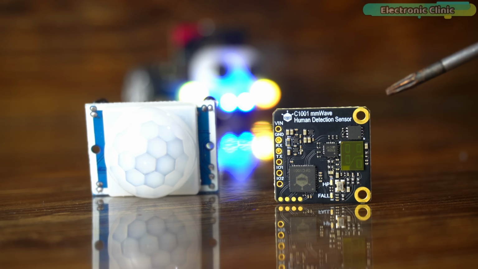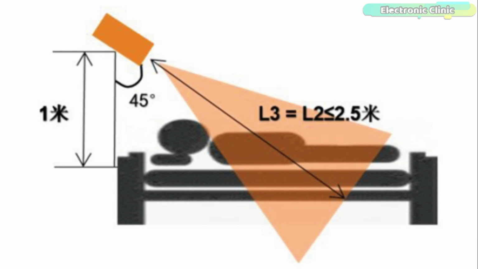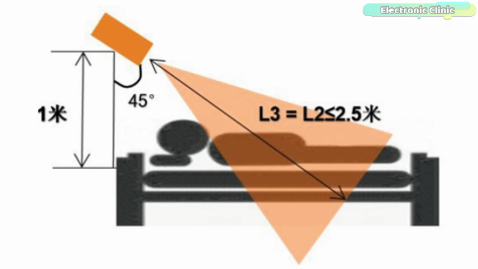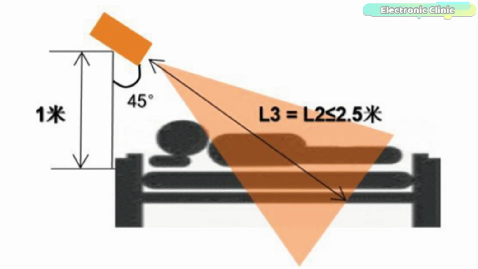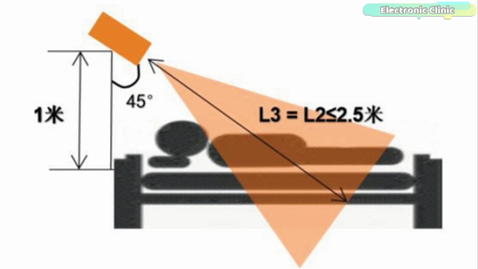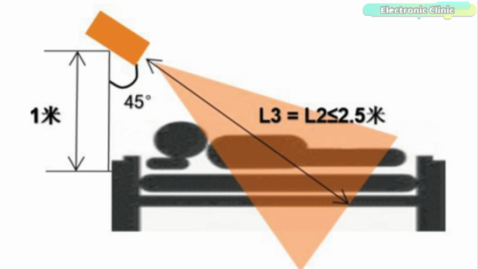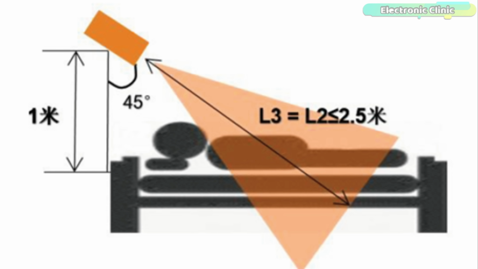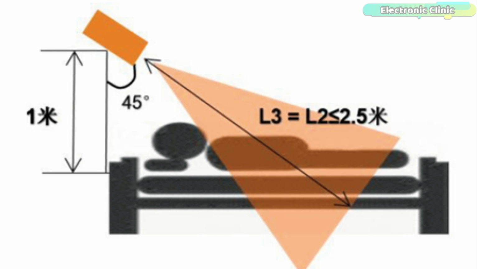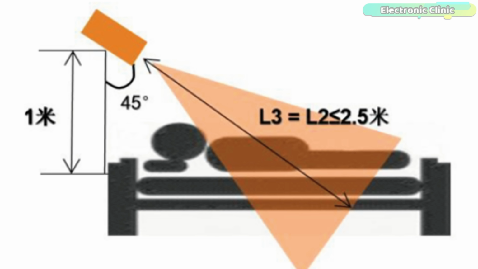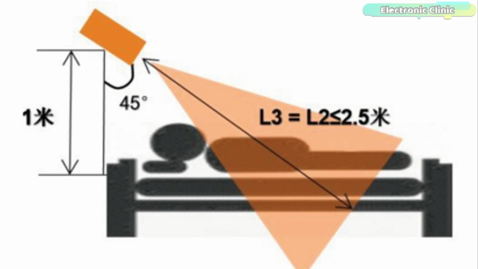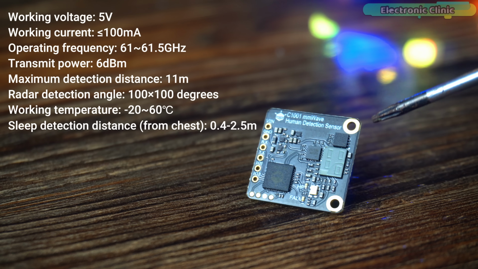It can not only detect all kinds of human presence, but the C1001 mmWave human detection sensor can also continuously record if a person is there and can judge their sleep state, breathing, and heart rate based on body movement during sleep. After a period of sleep, it gives a sleep score and combines the sleep data with healthcare applications. Its working voltage is 5 volts, working current is less than or equal to 100 milliamps.